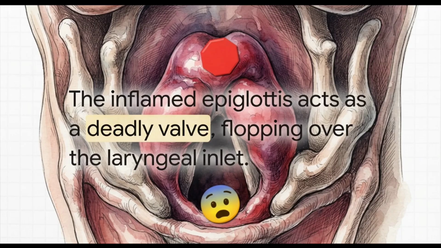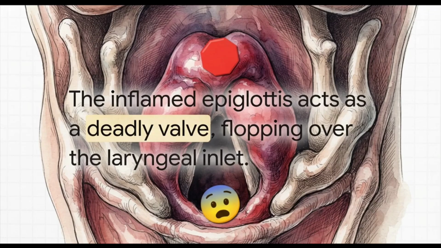When you try to take a breath in, you naturally create negative pressure in your chest. And this brilliantly illustrates the danger. That negative pressure acts like a vacuum, literally sucking this giant, heavy, swollen epiglottis downward, slamming it shut over the laryngeal inlet like a deadly ball valve.